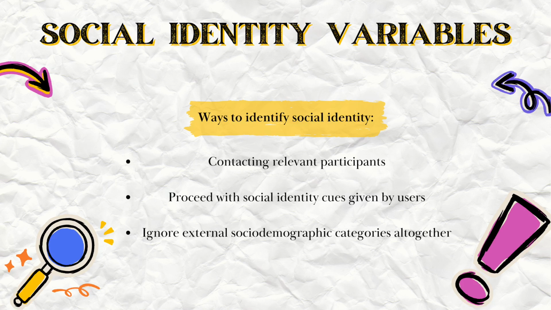The second one is to proceed with social identity cues given by users, which could include propositional information or virtual identities like avatars and member signatures. The third one, alternatively, we can ignore external socio-demographic categories altogether and focus more on online-specific categories like types and degrees of membership. For example, regular versus newbies and admins versus normal users.